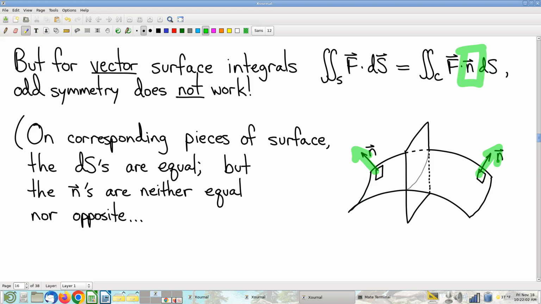They're not the same, and they're not negatives. They're just different. There's no real comparison that we can conveniently make in the context of trying to make an odd symmetry theorem. So, again, heads up. The easy landmine to step on is to start talking about odd symmetry with vector surface integrals. There is no such theorem. It's all nonsense. So, beware.